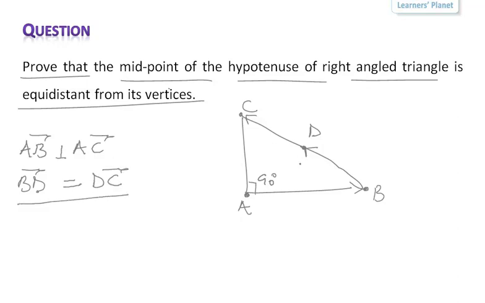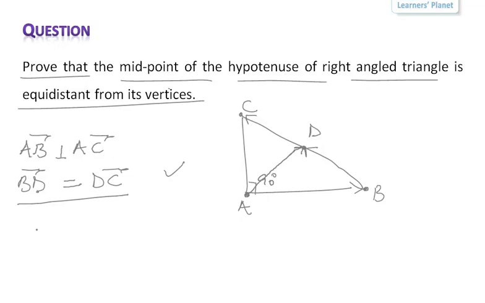Since they are equal, they are equal in magnitude and they are parallel to each other because they are along the same line, and point D is the midpoint of BC. Therefore we can write this equation. Now let us say we join this point A to point D.